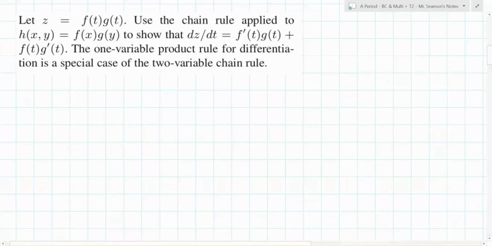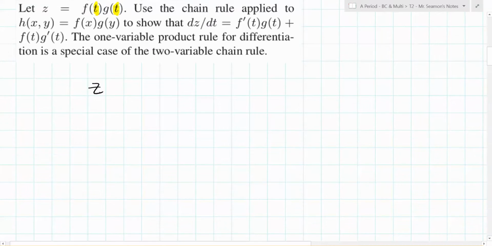What are both of the functions written in terms of? Yeah, f and g. They're both written in terms of t. I wasn't very clear on that. They're both written in terms of t. So what does that really tell you? It tells you that z is written in terms of f and g, but what are both f and g written in terms of? T.